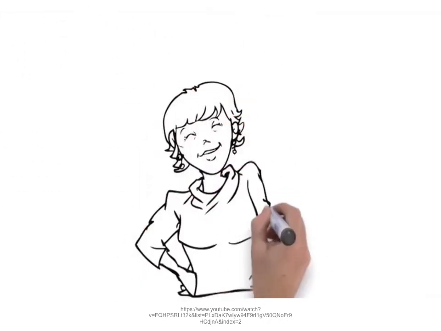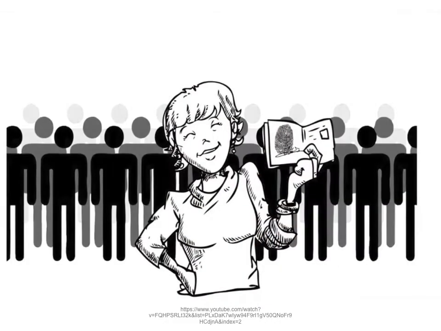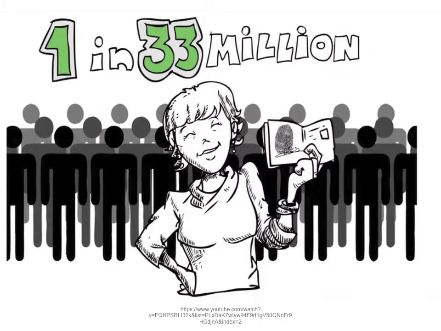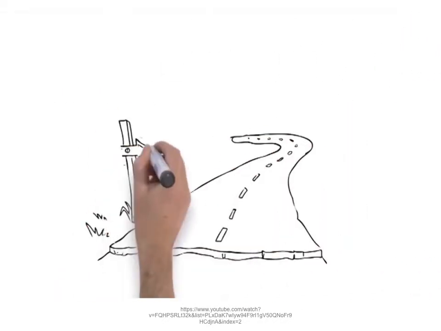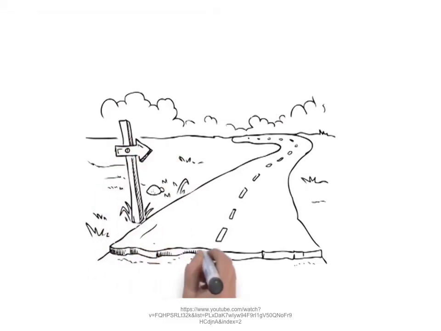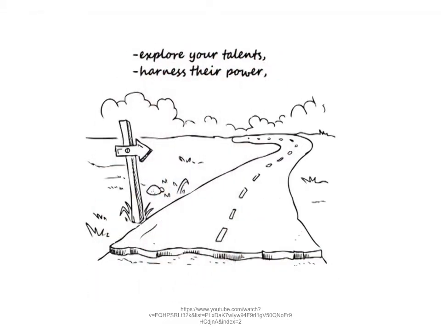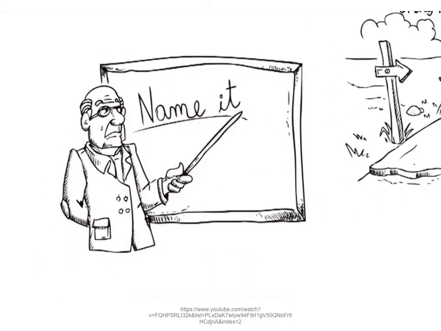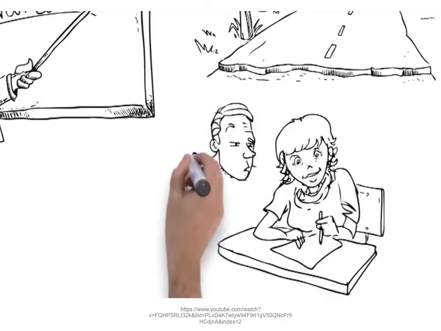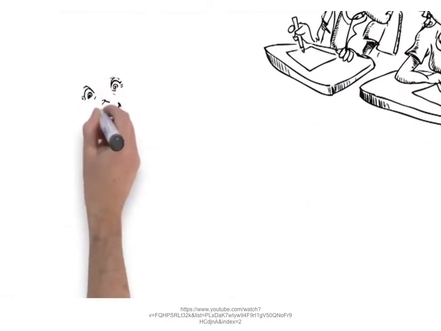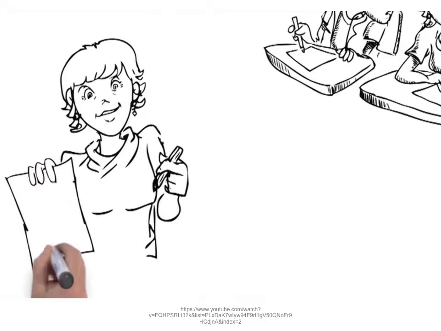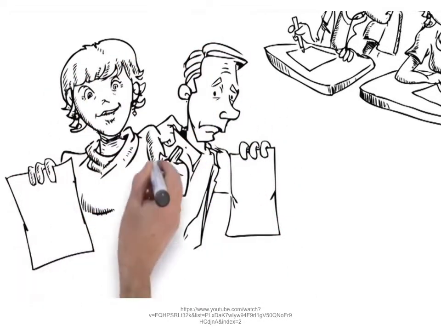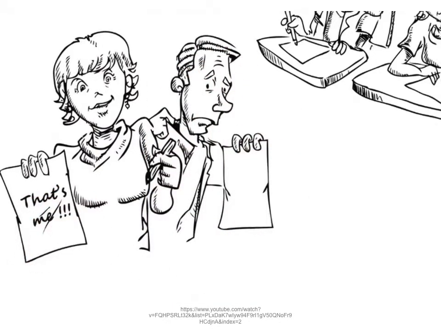The odds that someone has the same 5 signature themes in the same order as you are 1 in 33 million. You heard right, 1 in 33 million. Your report is a beginning, not an end. Take this opportunity to explore your talents, harness their power, and bring them to life every day. Try this. First, name it. To begin making your signature themes your own, grab a highlighter. Carefully consider each theme description in your report. Highlight words and phrases that specifically resonate with you. You'll know you're highlighting the right things when you hear yourself say, "That's me."